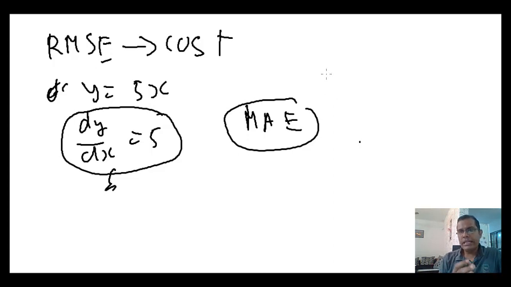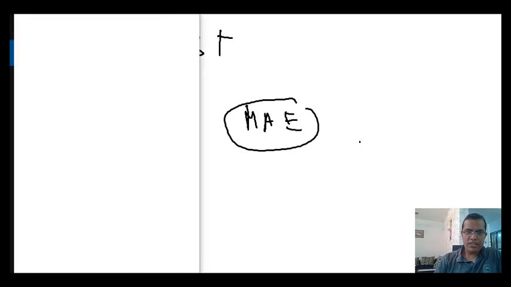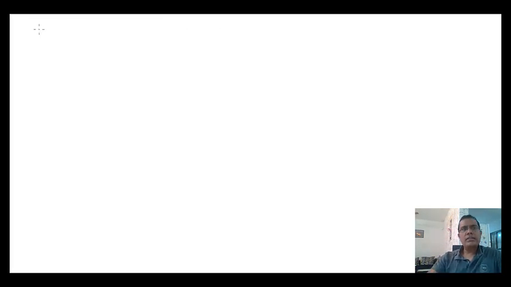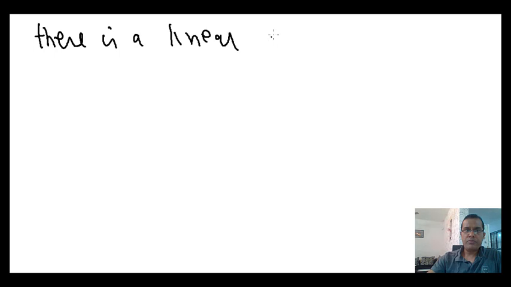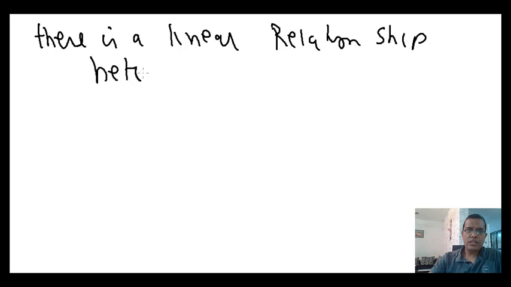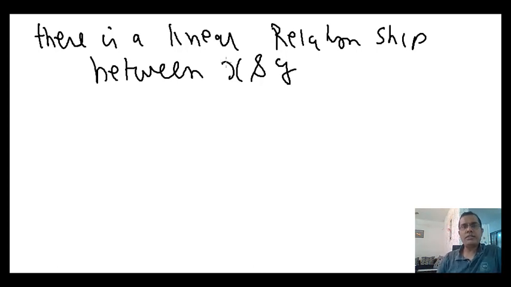One of the assumptions in linear regression is that there is a linear relationship between x and y. This is one of the assumptions out of several assumptions. Now let's say you do not have a linear relationship, so it's some higher order relationship. If it's not a linear relationship, you do not have a line, but let's say you have a curve. Any curve you can assume.